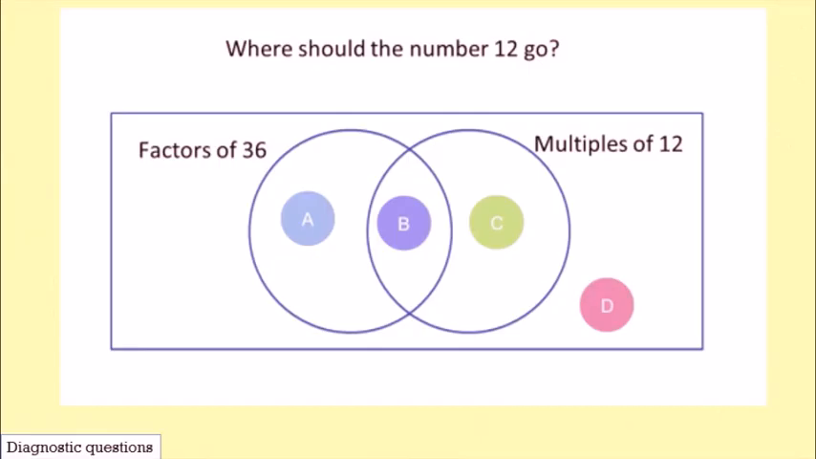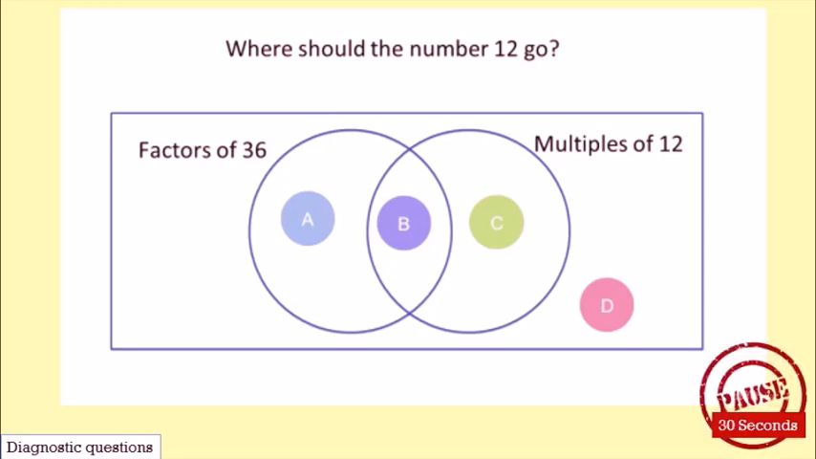Okay, so your first question is, where should the number 12 go in that Venn diagram? We've got factors of 36 in the first circle and multiples of 12 in the second circle. So is your answer A, B, C or D? Press pause, give it a go.